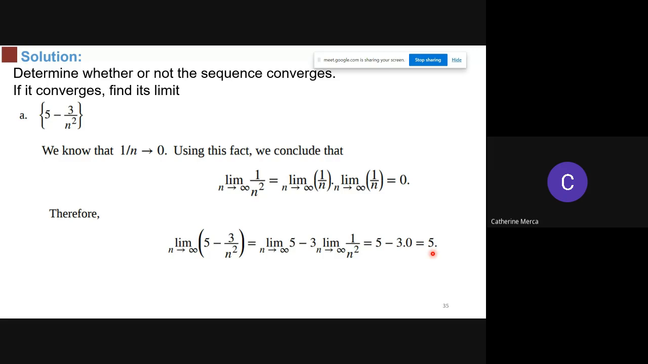Did you follow? So the limit is the answer. 5, ma'am. 5. Converges, because of the question: determine whether or not the sequence converges. If it converges, find its limit. So, converges and its limit is 5.